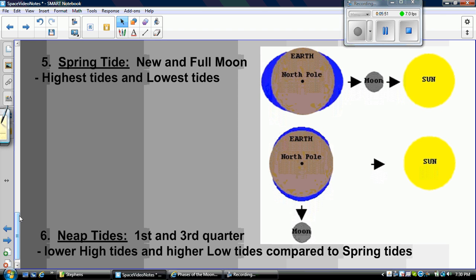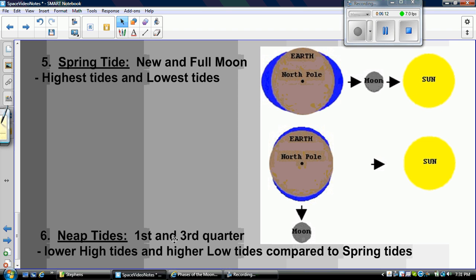Spring tides occur during the new and full moon phase. This is when we're going to have the highest tides and the lowest tides. The reason for that is because the sun and the moon are in alignment. So when they're in alignment, they're both pulling in the same direction on the Earth's oceans.